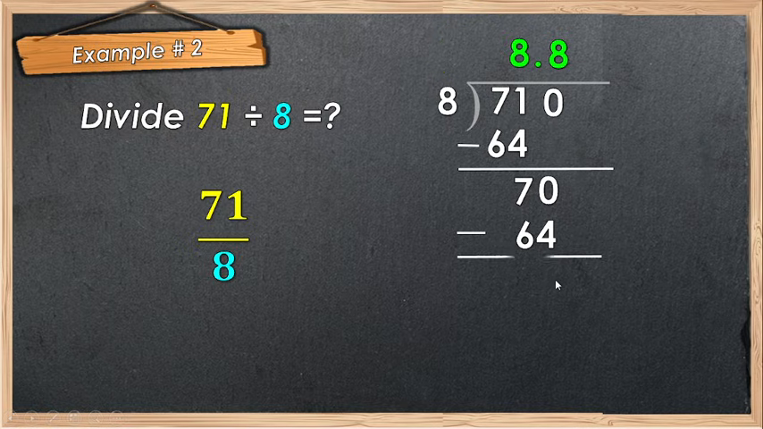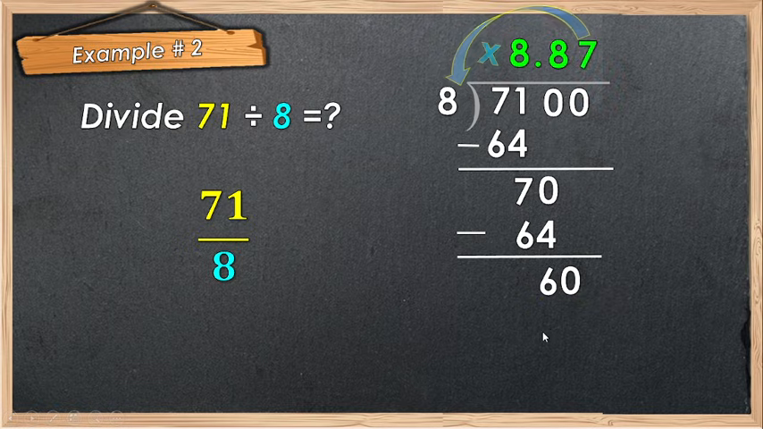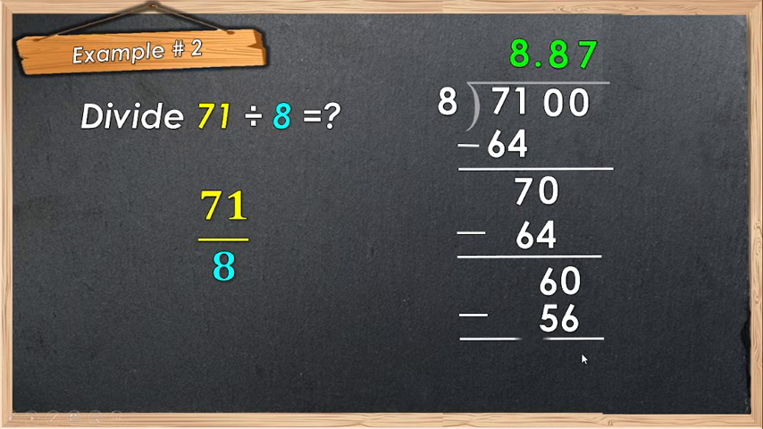70 minus 64, the answer is 6. Then add 0 until you get the difference of 0. 60 divided by 8, the answer is 7. 7 times 8, the answer is 56. And then 60 minus 56, the difference is 4. So you need to add 0 again because the difference is 4. So all you need to do is to add 0.